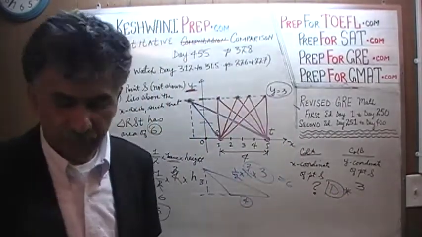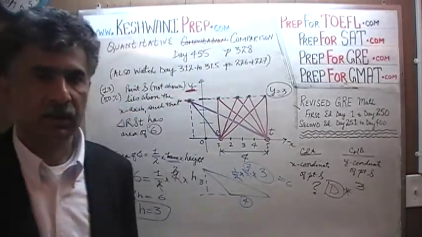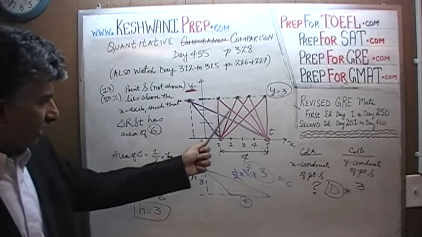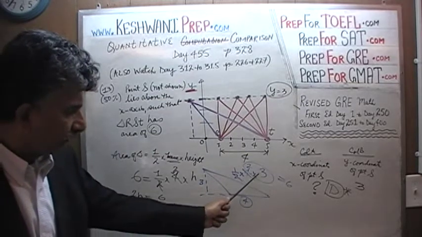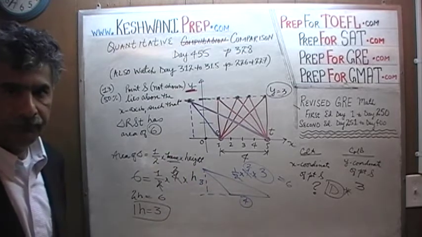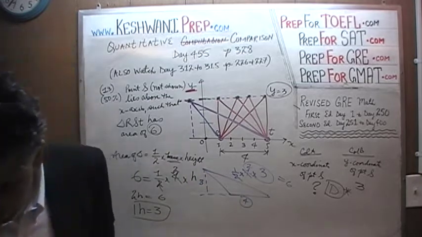The x coordinate of the point S is unknown. There are infinite different possibilities for where point S can sit. And all of these triangles that you see will all have the area of 6, because all of them have a base of 4 and a height of 3. Do you understand? This is number 14.